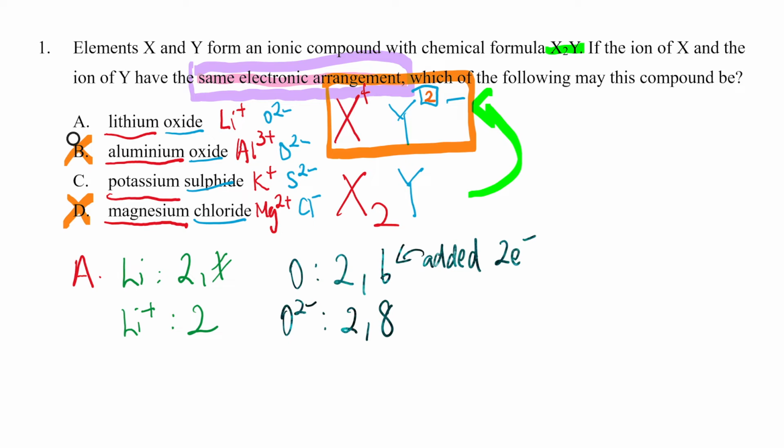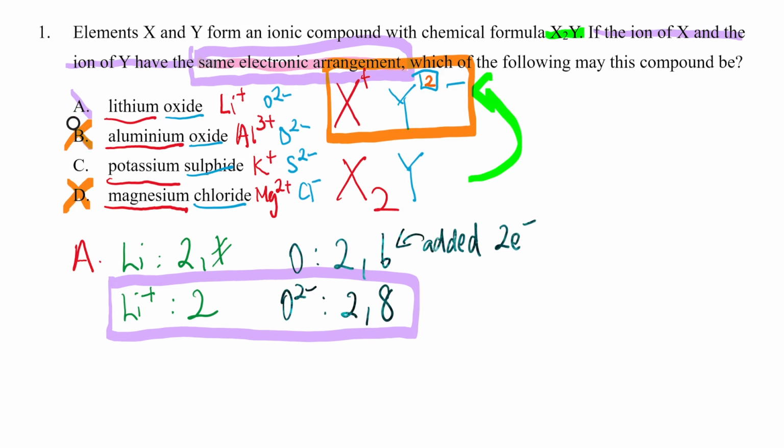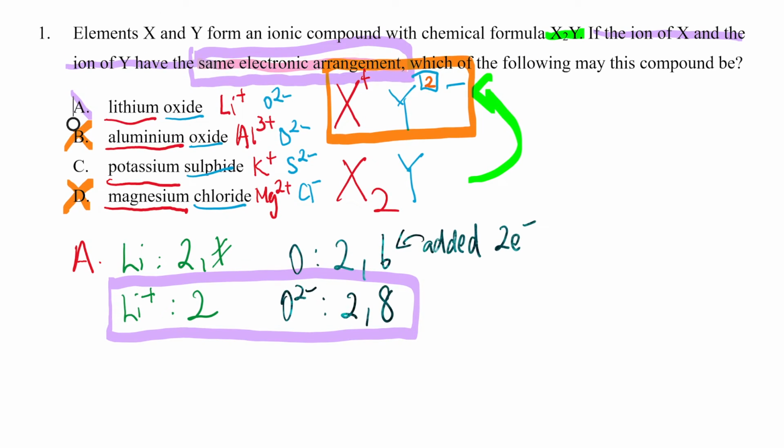Now, as our question says, if the ion of X and Y have the same electronic arrangement, that would be our answer. Do these two ions have the same electronic arrangement? Of course not. It's 2 and 2,8. They do not have the same one. Using this same logic, you can now check option C, whether it makes sense. I'll go ahead and do it for you. So option C, we have potassium.